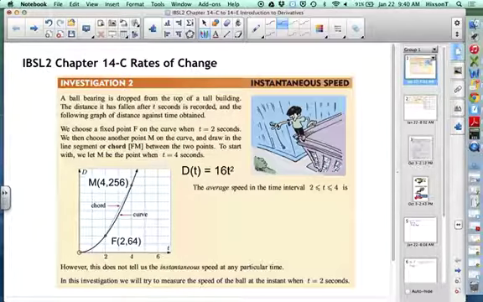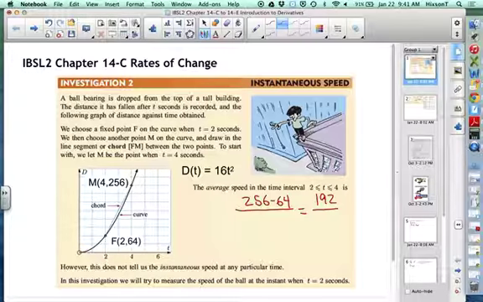We were initially 64 feet down, now we're at 256. So if I do 256 minus the 64, I know that I've traveled a total of 192 feet in that 2 second interval. Okay?